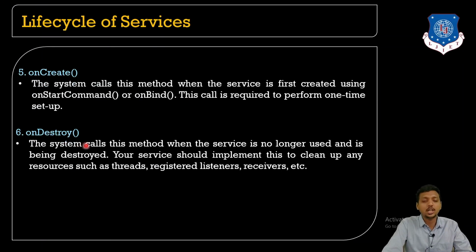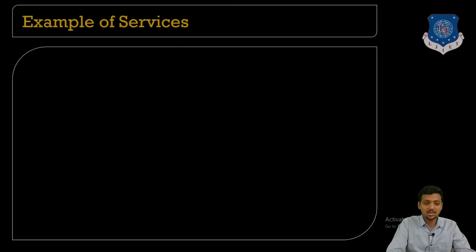Next, onCreate and onDestroy. The system calls this method when the service is first created using the onStartCommand or onBind method. Now the onDestroy method, the system calls this method when the service is no longer used and it is being destroyed. Your service should implement this to clean up any resources such as threads, registered listeners or receivers, etc.